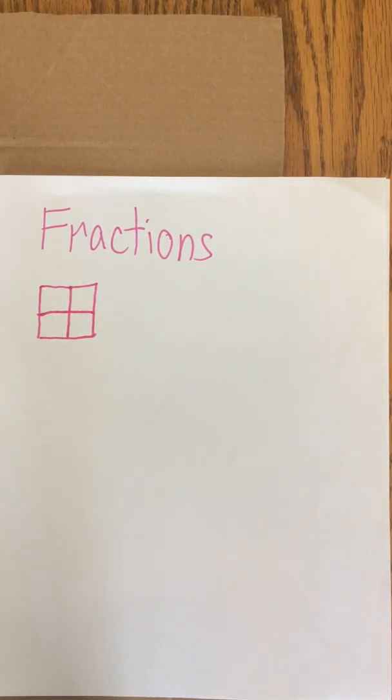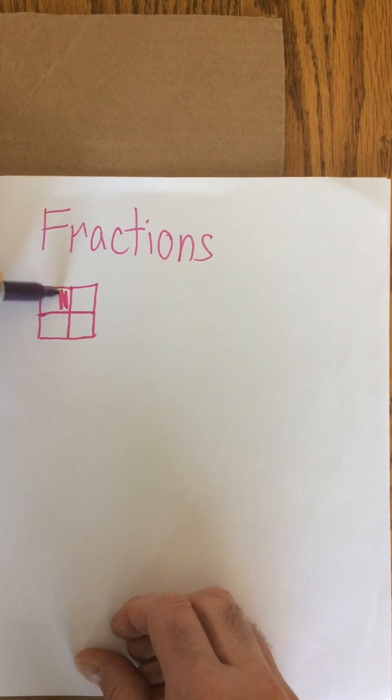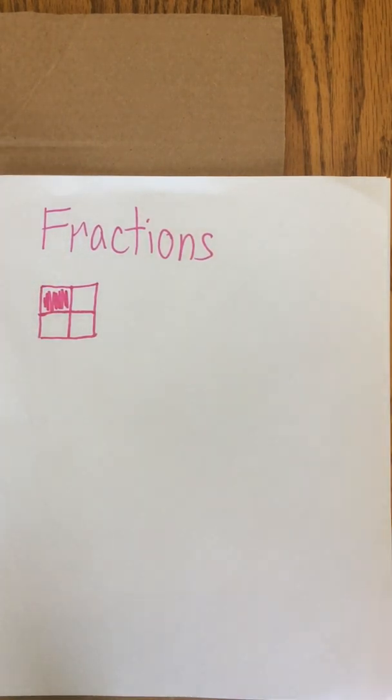So I took a square and split it into 4 equal pieces, or to the best of my ability. And this would be considered a fraction. Now if I do this, I can say that 1 out of the 4 pieces is colored in. And I can also say that 3 out of 4 pieces are not colored in. So those are fractions.